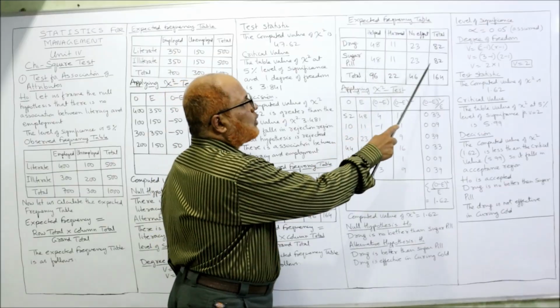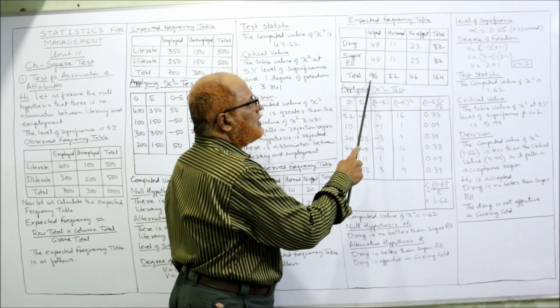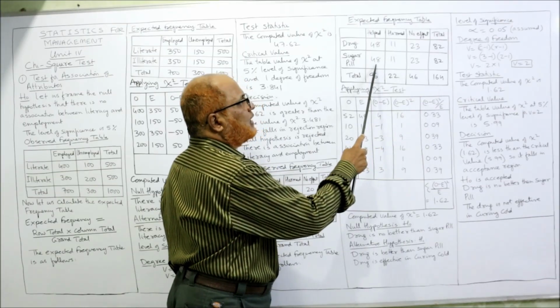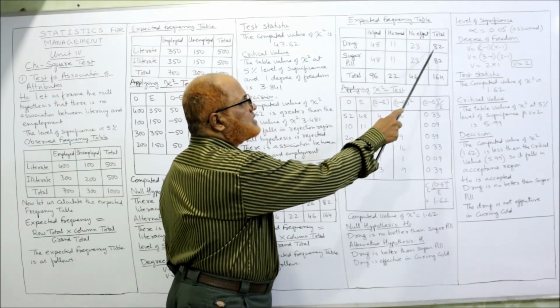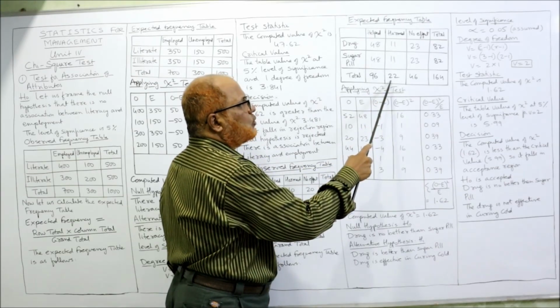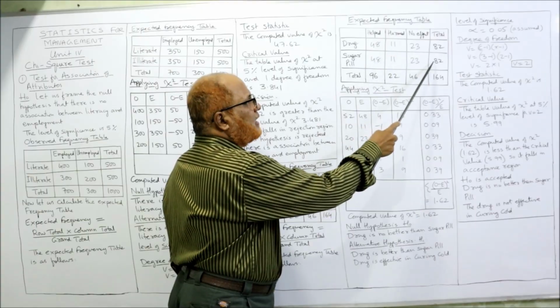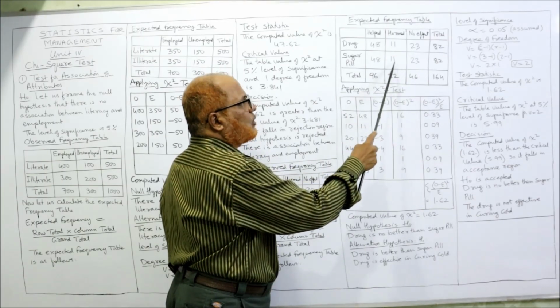Similarly, here also row total is 82, column total 96. So 82 into 96 divided by 164, 48. Here the row total is 82, column total 22. So 82 into 22 by 164, 11. Similarly, 82 into 22 by 164, 11.